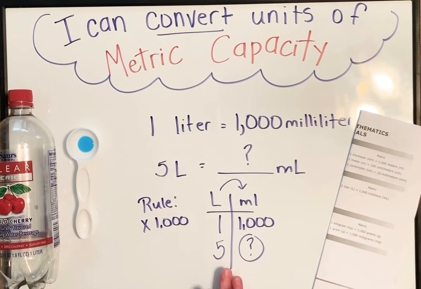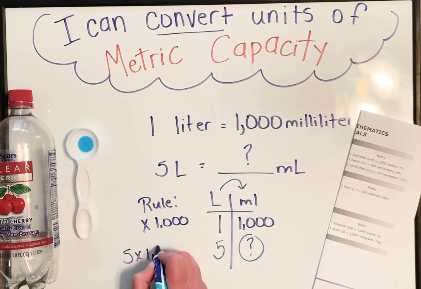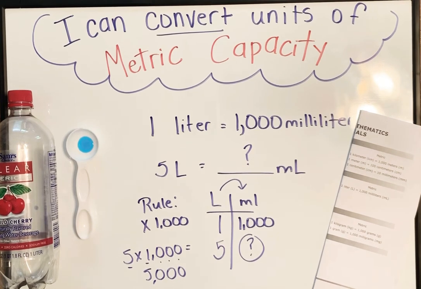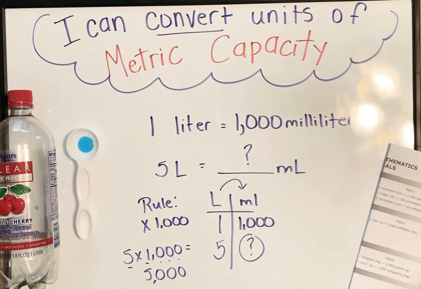So then you just take your 5, multiply by 1,000, and what do we get? 5 times 1 is 5, and then I can add my zeros. 5,000. So that was a simple conversion where we multiplied. Let's do another one.